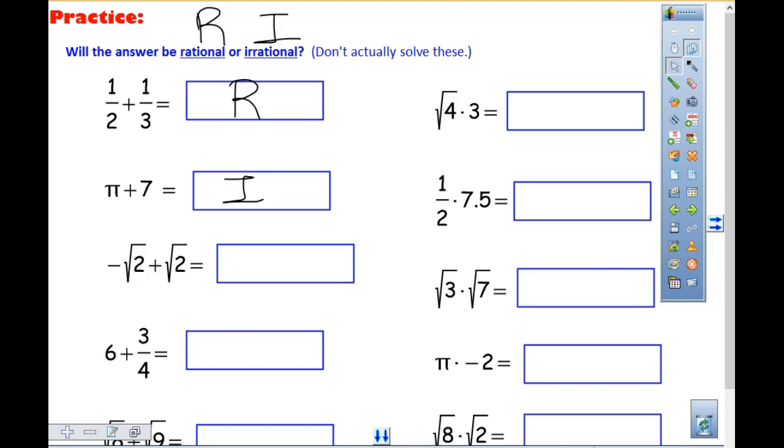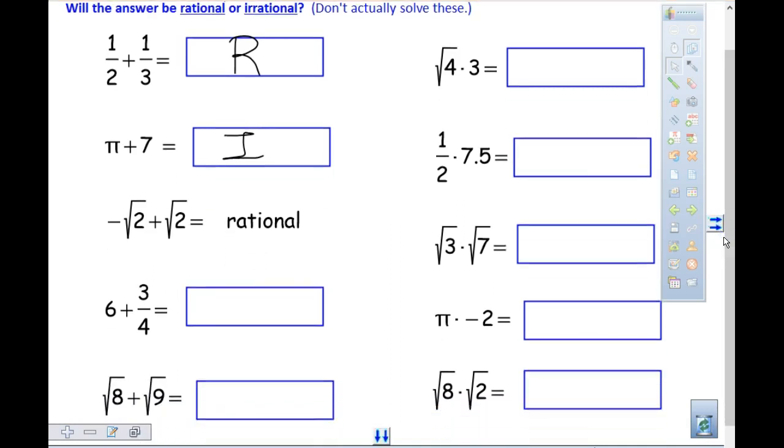So what I would like you to do is, right now, in those boxes, going down, fill in rational or irrational. If we are looking at, hey, you ready? Negative square root of 2, positive square root of 2. What would you say? It is going to be irrational. Should have an I. If I add 6 plus the 3/4, if I'm looking at that one, it's going to be rational too, right? We start with 2 rationals, we're going to end with a rational.